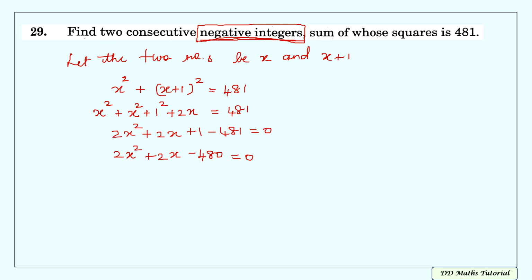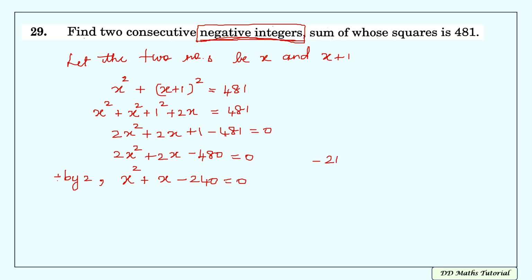So you can further simplify this equation by dividing throughout by number 2. We get x square plus x minus 240 is equal to 0. So now we have a quadratic equation. Let us find what are the roots of this equation using splitting the middle term method. You can even use quadratic formula to find what are the roots.